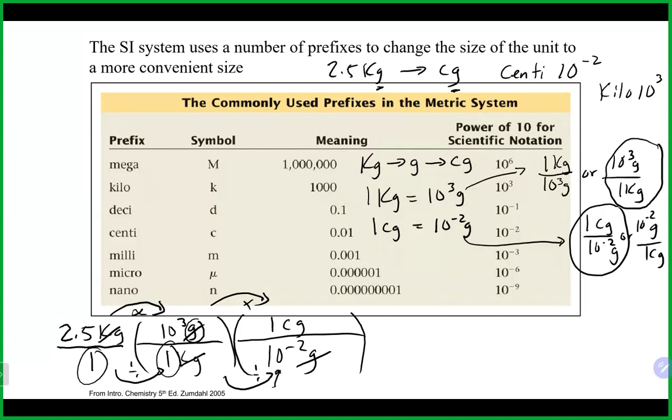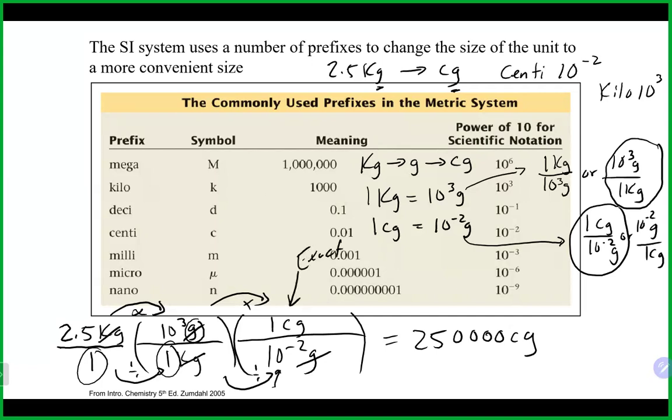And again, you would want to put that in your calculator like we talked about with scientific notation. And you would divide that there by 10 to the minus 2. And you'll end up with 25,000 centigrams in this case.